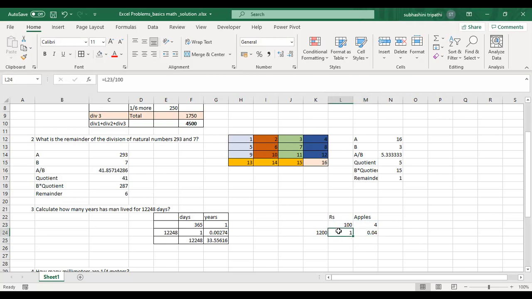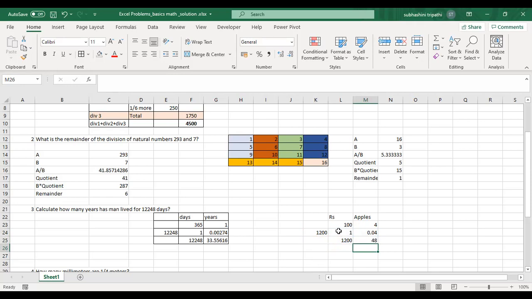By 100. Yeah, because you're dividing by 100 on this side, so you should divide on this side also. Okay. So for 1200, how do I get it? In 1200, how much is this 1 rupee? This is 1 into 1200, right? So how many apples over here? 48 apples.